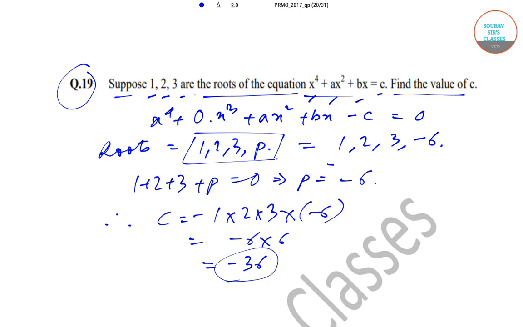basically negative of the product of all the roots. So this is minus of minus 36, so this will be minus and minus, this will be plus, so c is equal to plus 36. So this is how you solve. So now this is the answer to question number 19.